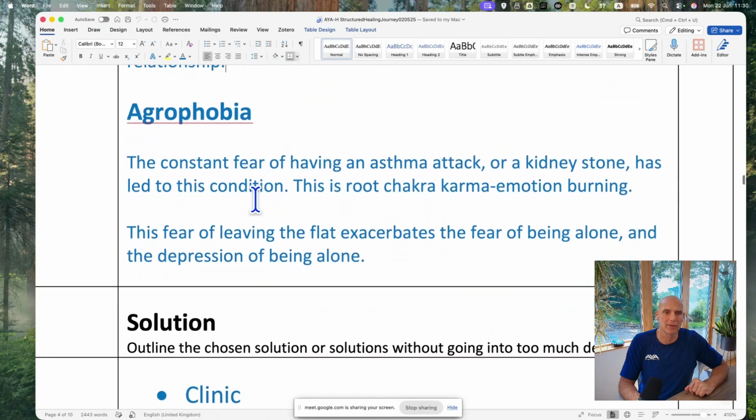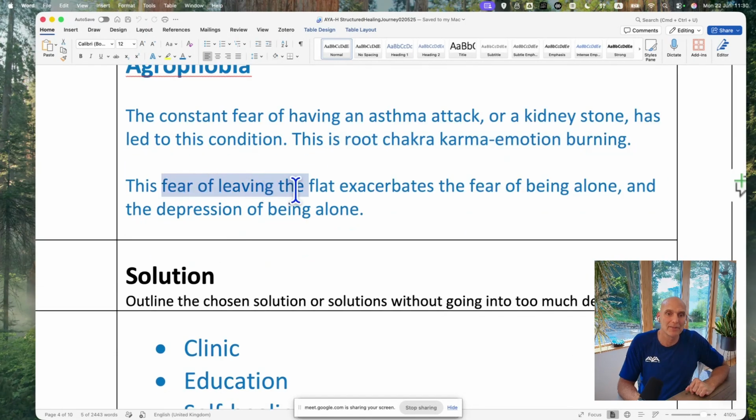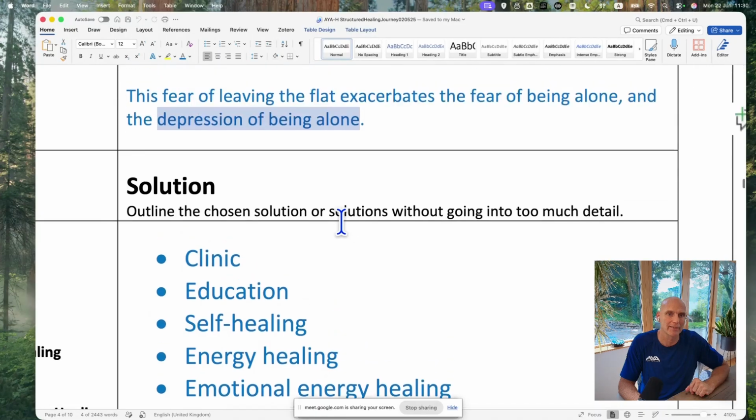And agoraphobia. The constant fear of having an asthma attack or a kidney stone has led to this condition. This is the root chakra karma burning. Now, this fear of leaving the flat exacerbates the fear of being alone and the depression of being alone. Okay, that's all the problems.